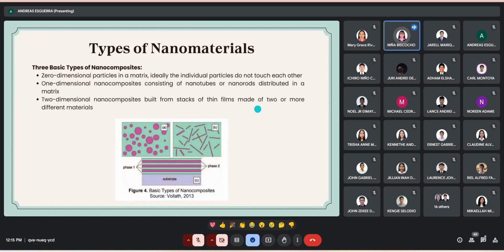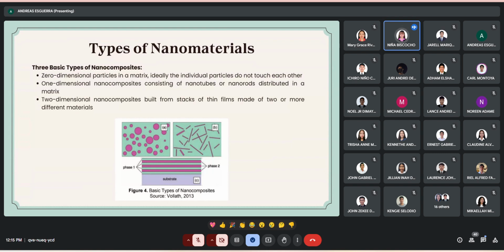In addition to the different types of nanomaterials, we also have three main types of nanocomposites. Nanocomposites are materials that combine nanoparticles with other substances to enhance or add new properties. First is zero-dimensional nanocomposites. In zero-dimensional nanocomposites, nanoparticles are evenly spread throughout a material called a matrix. The key feature is that these particles don't touch each other. They stay separate within the matrix.